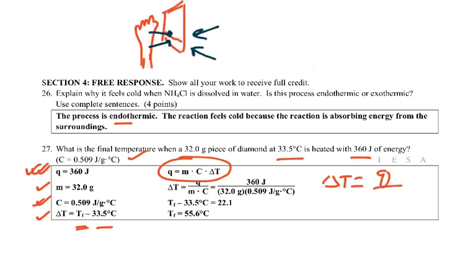Q over mc, like we have here. I kind of covered it up. So we substitute in our numbers, and then we find out that our temperature change is 22.1 degrees. That's not our final answer, because our answer is what's the final temperature. So we have to say, what did we have to start with in order to end up with a 22.1 degree change? And so the answer is 55.6 degrees Celsius.